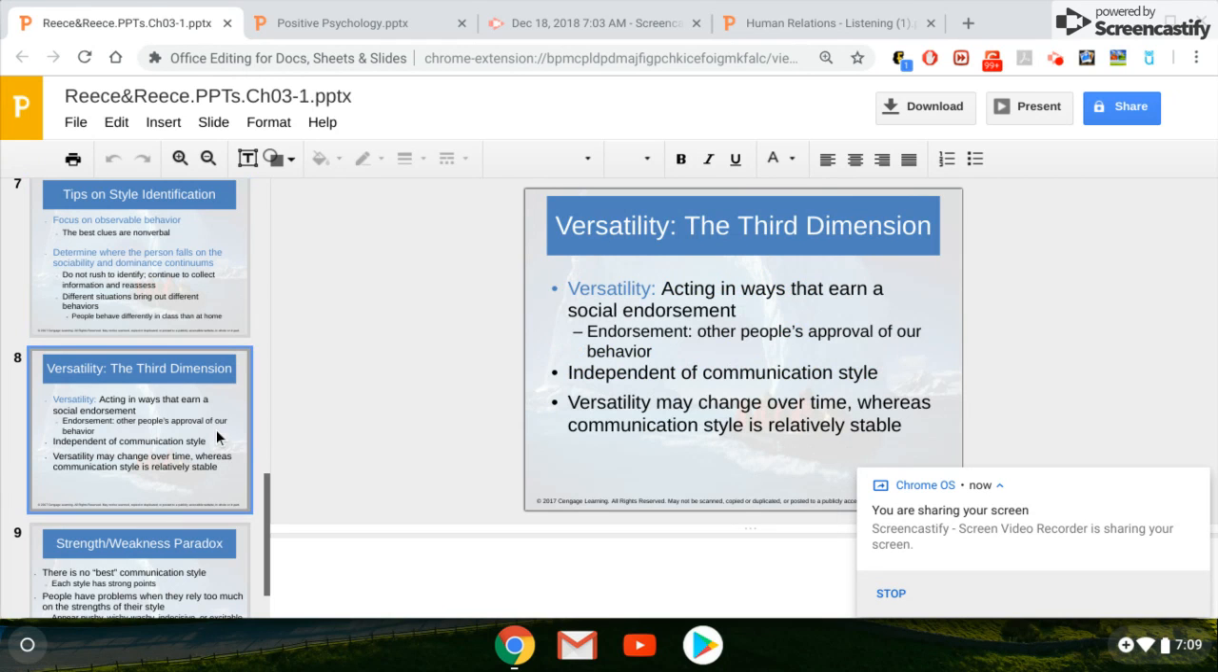Versatility. The third dimension. Versatility is defined as acting in ways that earn a social endorsement. An endorsement is other people's approval of your social behavior. Versatility can be independent of a communication style, and it also can change over time, whereas communication styles tend to remain the same.